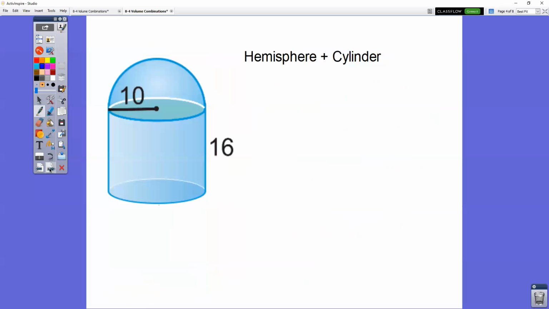Go ahead and try this one on your own. You have a hemisphere sitting on top of a cylinder. Go ahead and try this one, please. Find your answer both ways.